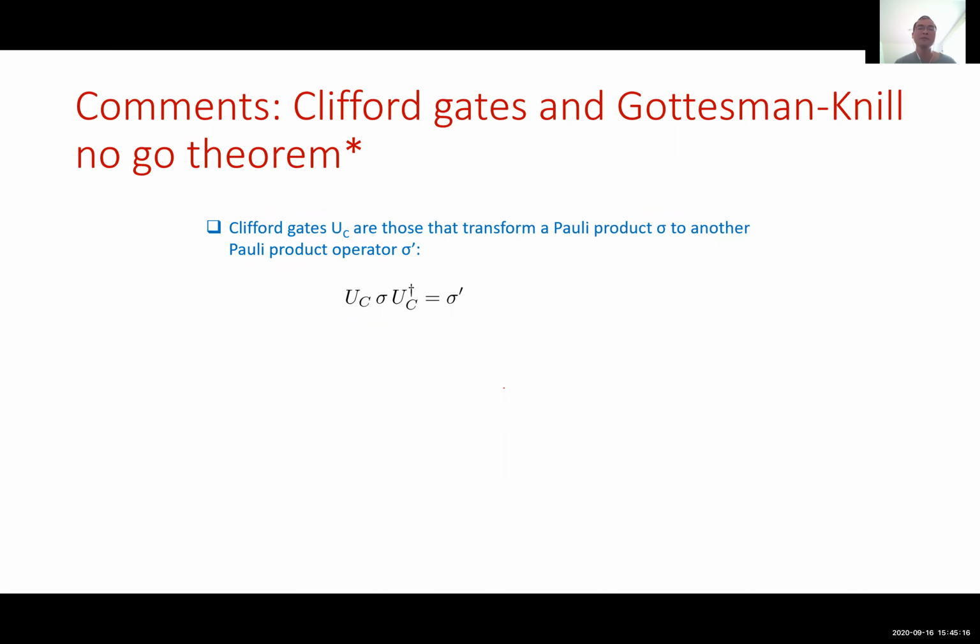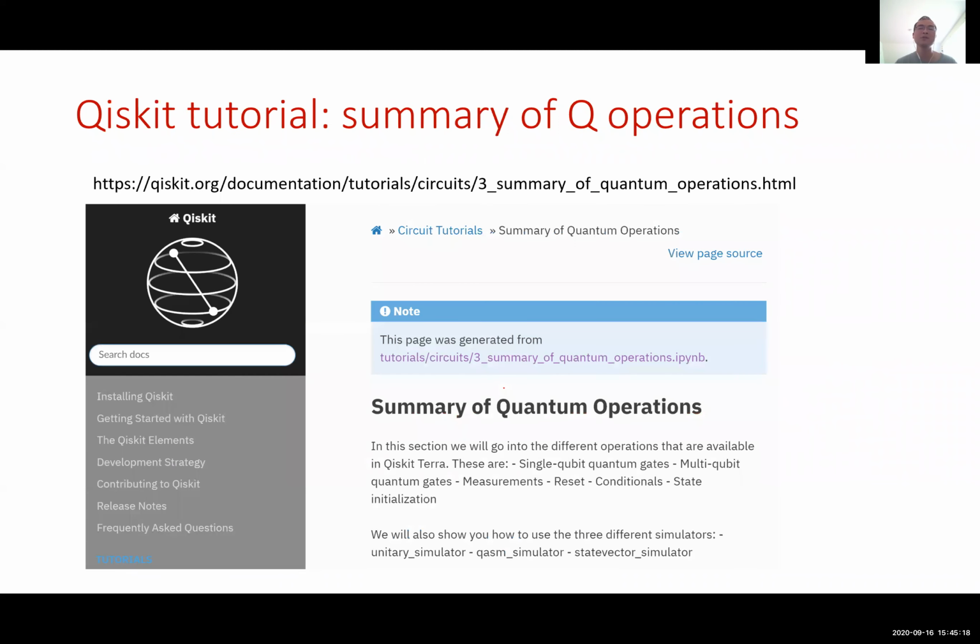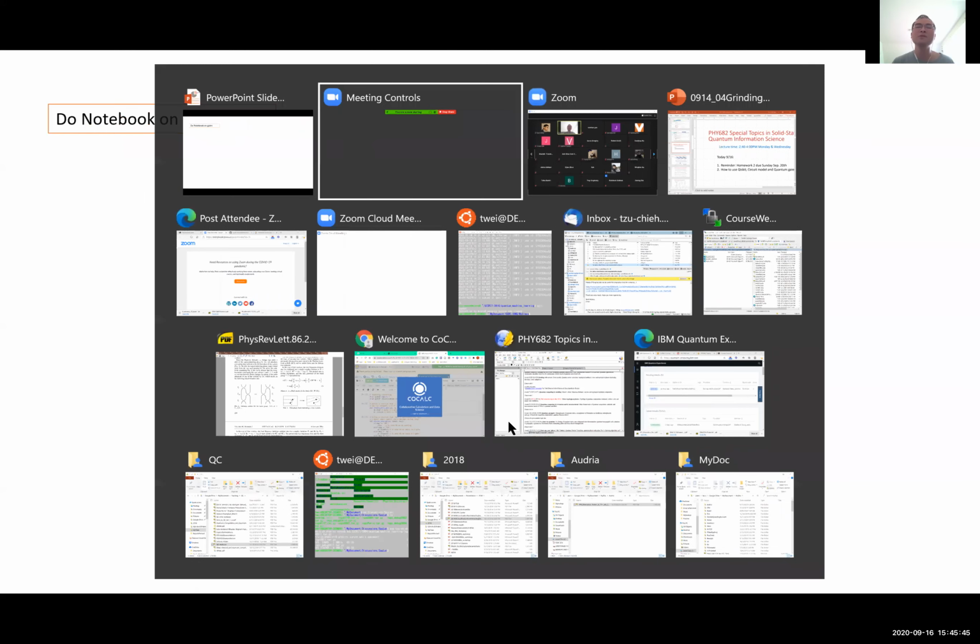Maybe let me skip this first. Yeah, so in the Qiskit documentation, they have a lot of tutorials. Basically, if you're interested, you can go through these by yourself, but I'm just showing the summary of the quantum operation. So I'm going to open the notebook. Let me share the screen.